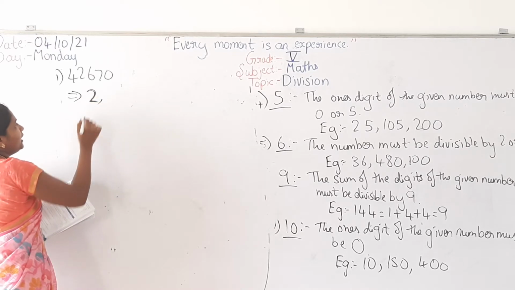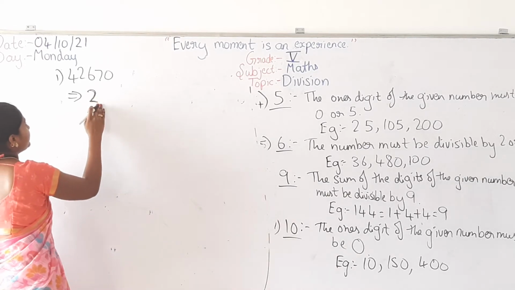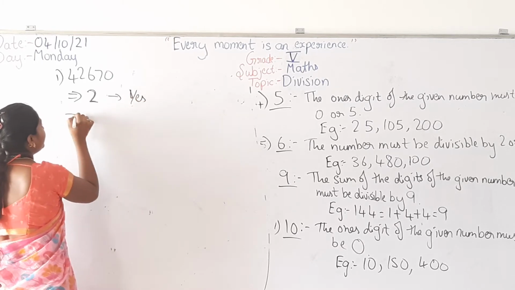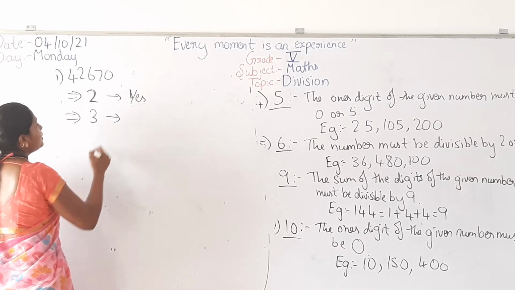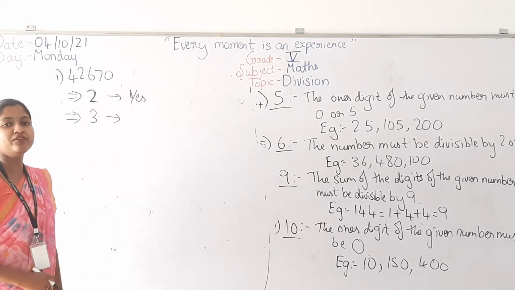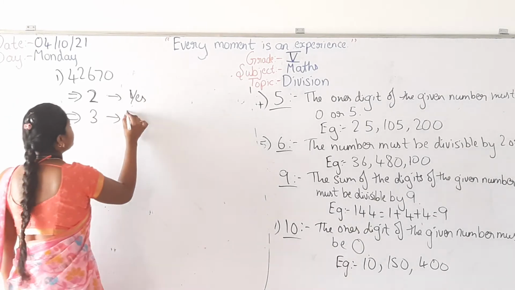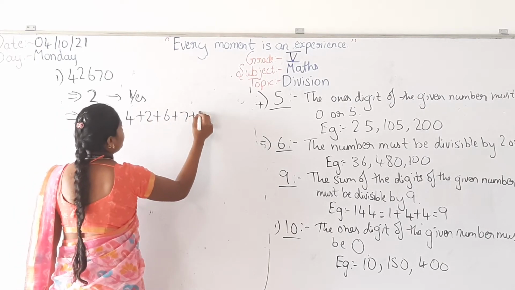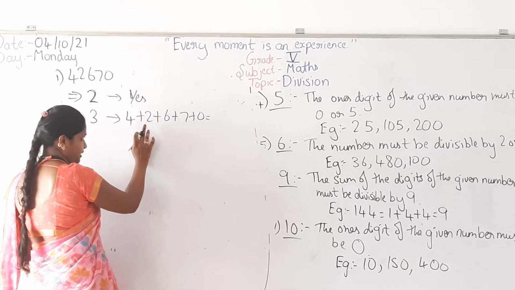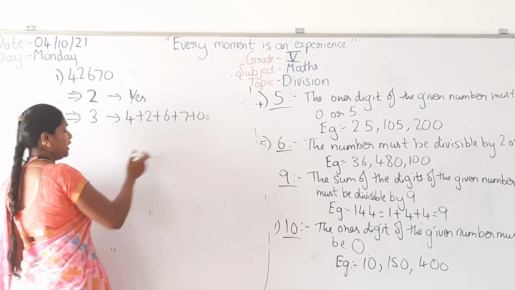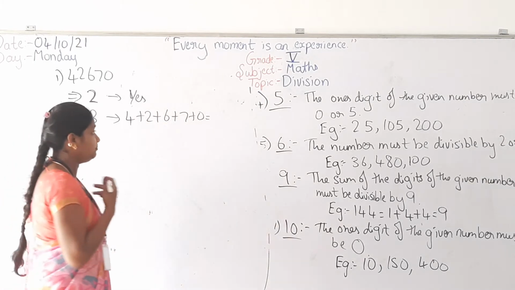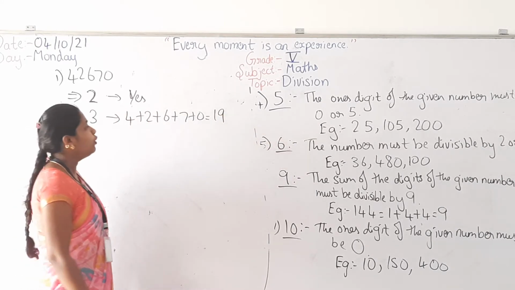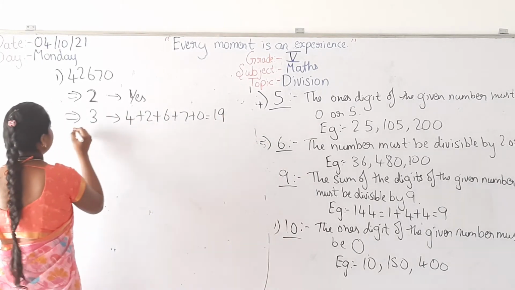Can you divide it by 3? What is the condition for 3? The sum of all the digits should be divisible by 3. That is 4 plus 2 plus 6 plus 7 plus 0. So what is the answer? 4 plus 2 is 6, 6 plus 6 is 12, 12 plus 7 is 19, 19 plus 0 is 19. Is 19 divisible by 3? No. So this condition is false.